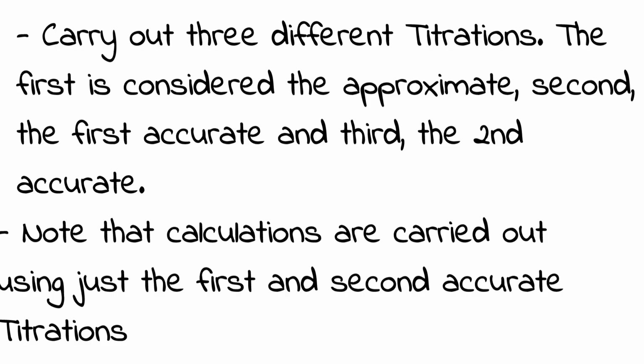So you have to be more careful when it comes to accurate 1 and accurate 2. The first is the approximate, the second is the first accurate, and the third is the second accurate. I repeat, you use only the first accurate and the second accurate to carry out your calculations.